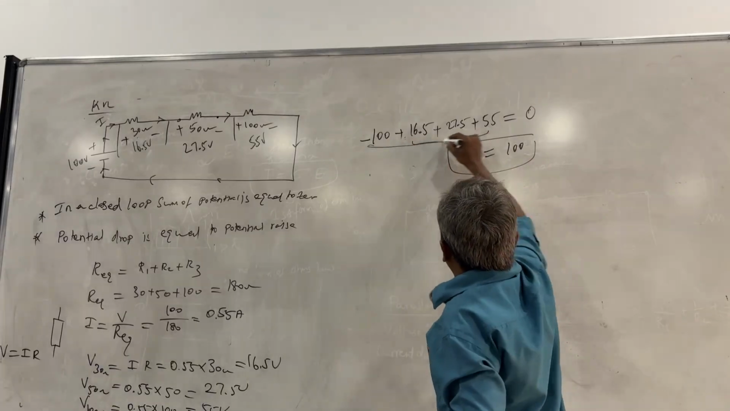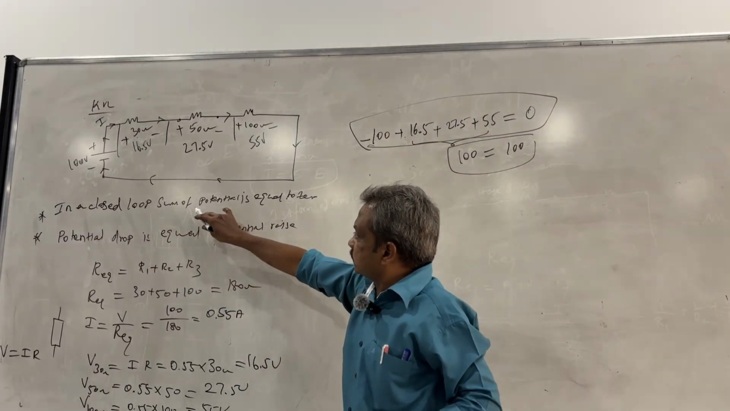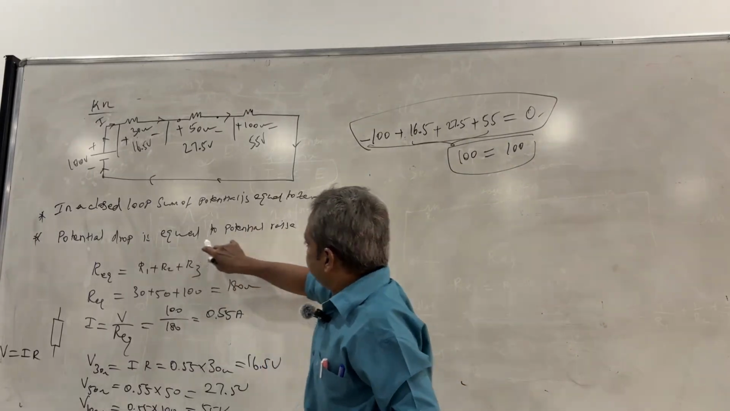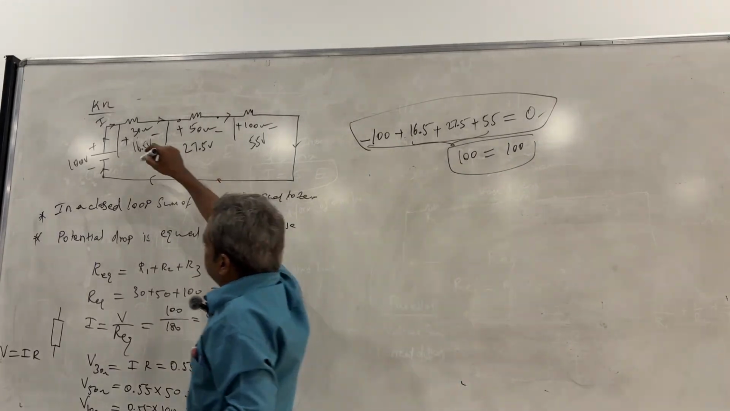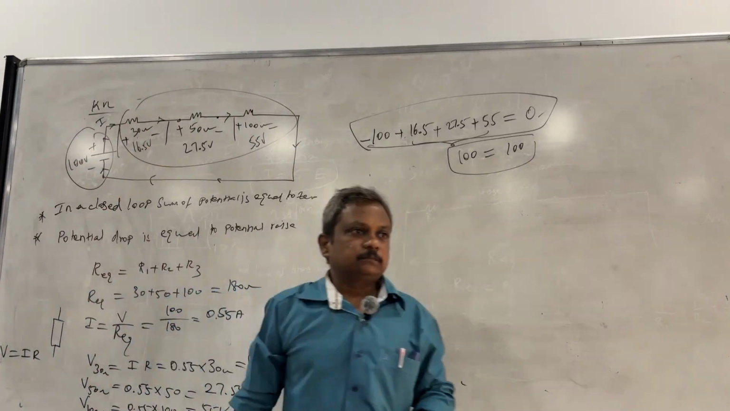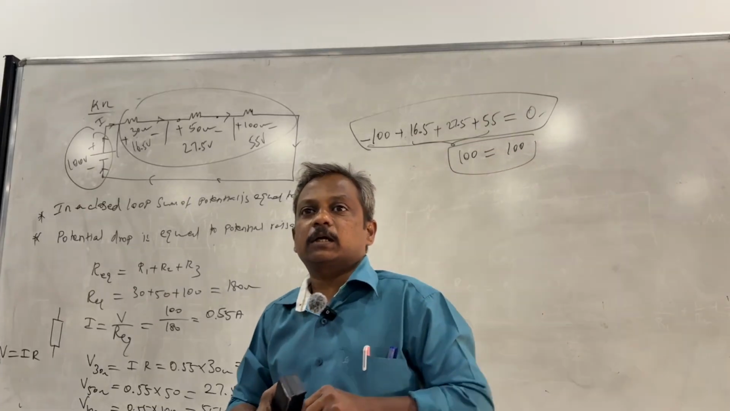So this equation gives this statement: in a closed loop, the sum of potentials is equal to 0. Potential drop is equal to potential rise. This is the potential rise. These are all potential drops. Can you understand Kirchhoff's voltage law now? Okay.